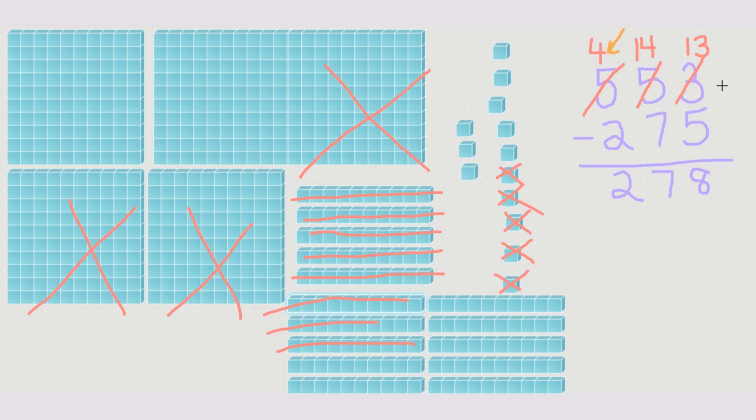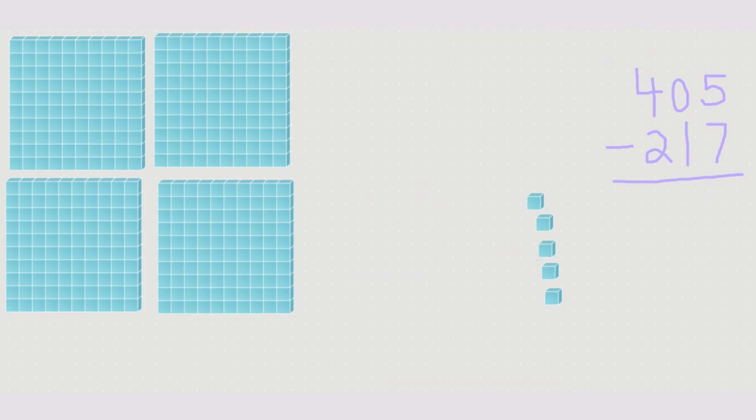Now I know that 553 minus 275 equals 278. Now let's look at 405 minus 217. I have already built 405 for us to look at. 100, 200, 300, 400, 401, 402, 403, 404, 405.